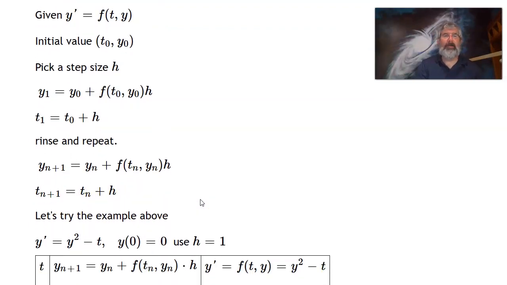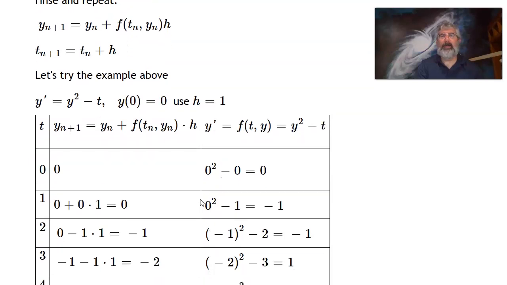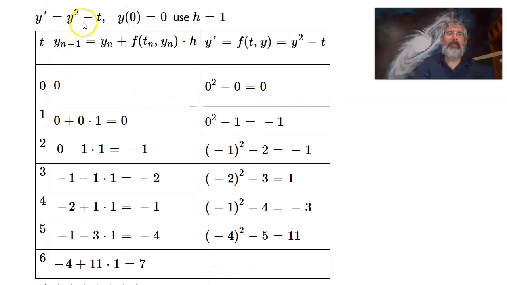Let's try it with the example that we gave above here. So I'm going to make a table. This is the differential equation, y prime equals y squared minus t. My initial condition, let's start at the origin: y of 0 is 0, and use h equals 1.